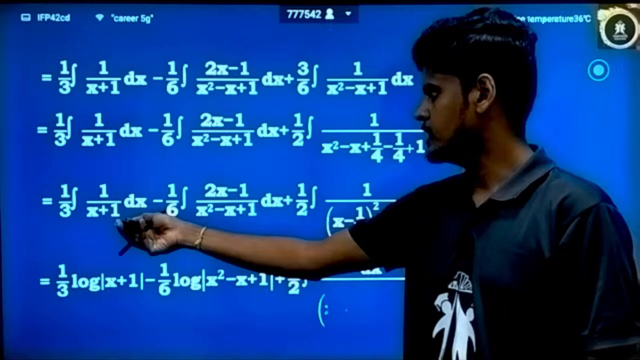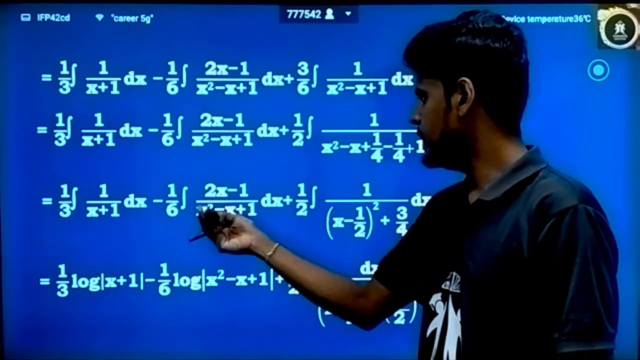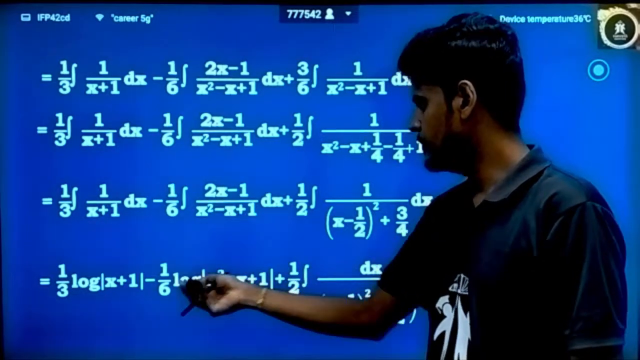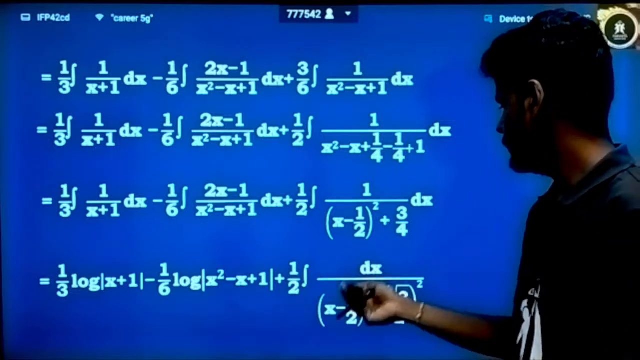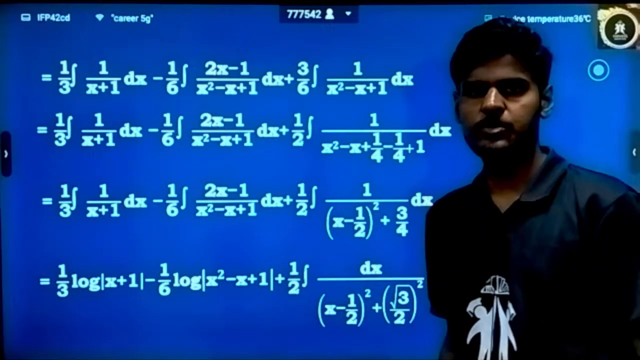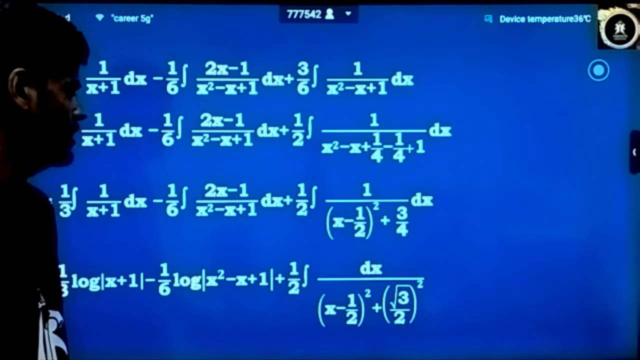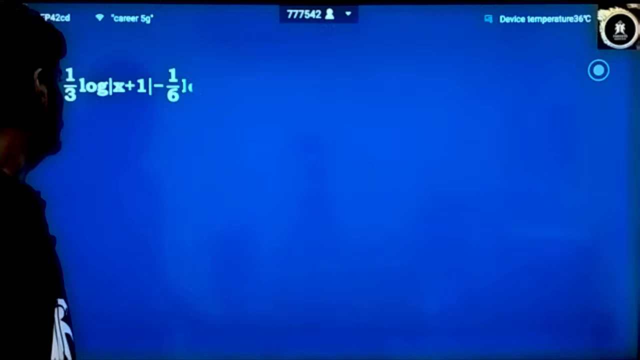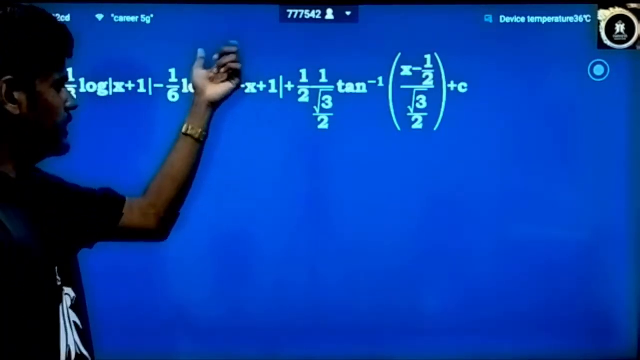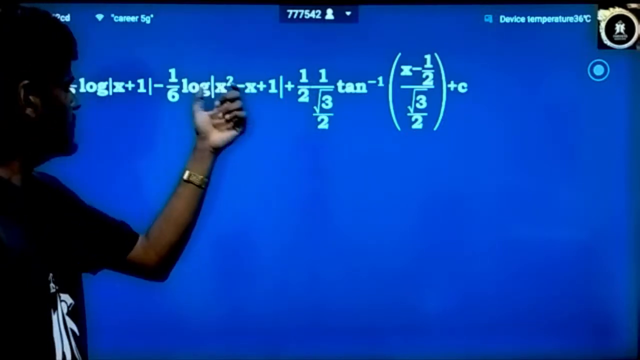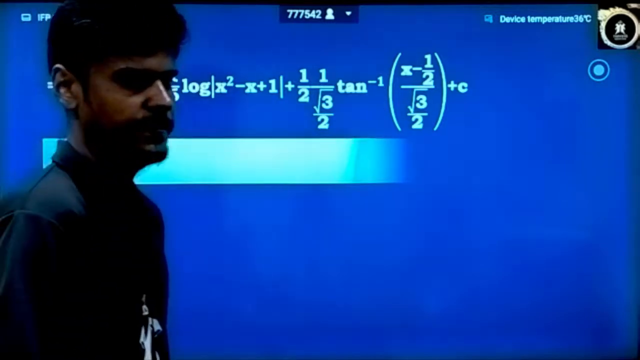So 1 by 3 times of this. We can write log of (x plus 1). Then this different integration will be integral, log, that is log of (x square minus x plus 1). Then plus 1 by 2 of, now this is of the form dx by (x square plus a square). The formula is 1 by a tan inverse x by a. So one by 3 log of (x plus 1) minus, again this will be in the form of denominator differentiation by denominator, that is log of the denominator, plus the next term will be 1 by a tan inverse x by a. Easy.